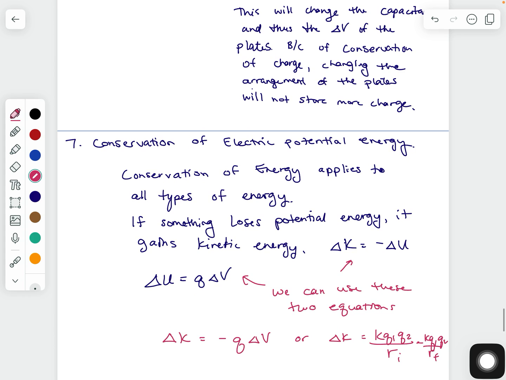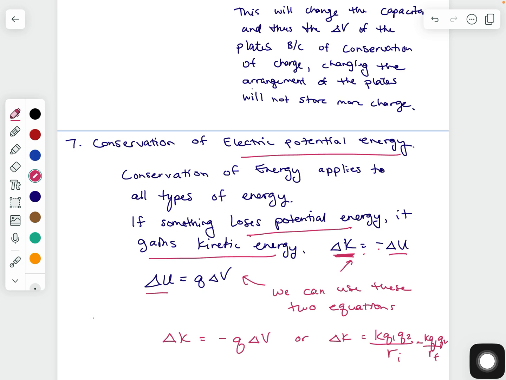Let's move on to conservation of electric potential energy. Okay, conservation of energy applies to all types of energy. If something loses potential energy, it gains kinetic energy. And we will see this on a molecular level as we move to nuclear physics at the end of the year. But delta K is equal to, if it loses potential energy, it gains kinetic energy. So the gain in kinetic energy, delta K, is equal to the negative of delta U. It's whatever delta U loses.